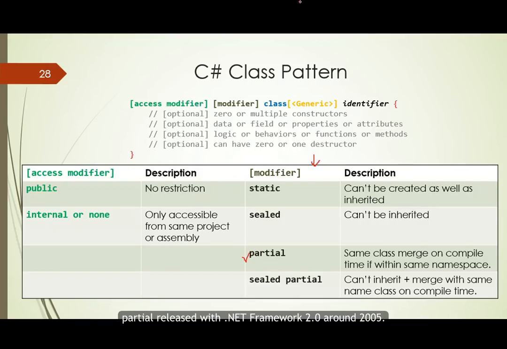What partial does is, if you have the classes in the same namespace, at compile time they're just merged. If you go to MSDN, you'll see some excellent examples. I have some in my demo projects. Let's see some examples.